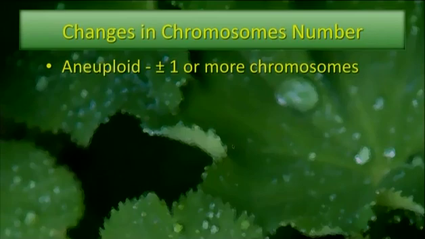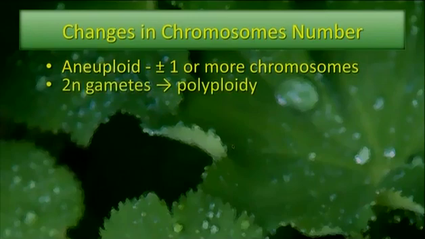For example, cells in carrot have 9 pairs of homologs or 18 chromosomes. An aneuploid of carrot would have either 17 or 19 chromosomes. Aneuploids usually look different from their normal counterparts because of the missing or extra genes. They're just different looking.